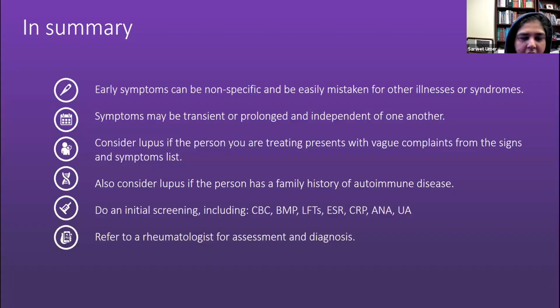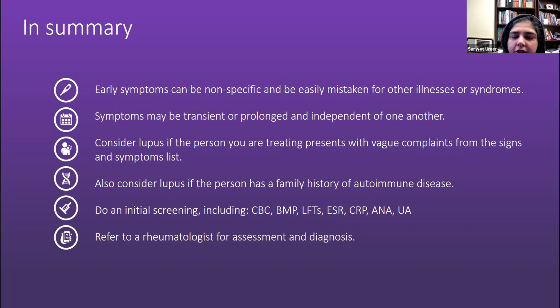Okay, so in summary, early symptoms can be non-specific and can be mistaken for other illnesses or syndromes. Symptoms can be transient or prolonged and independent of one another. Consider lupus in a patient if the symptoms involve many systems, and the patient has had symptoms for a while. Also consider lupus if the patient has a strong family history of autoimmune disease, and they may tell you they have a family member or extended family member with lupus.